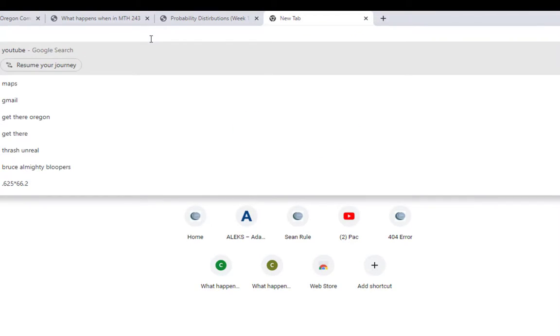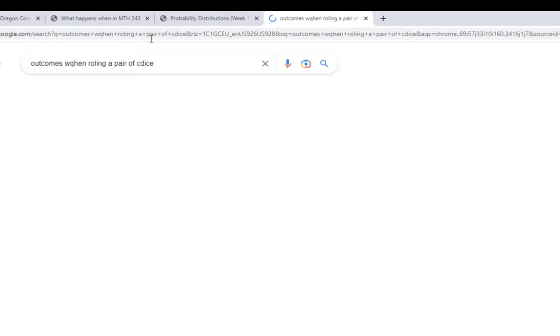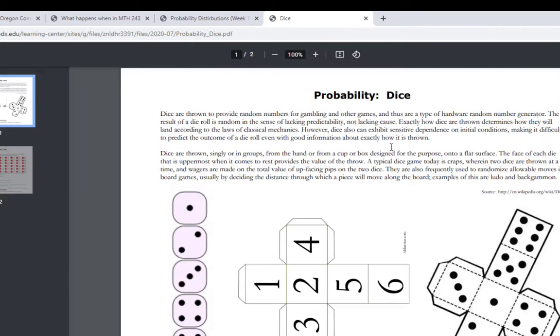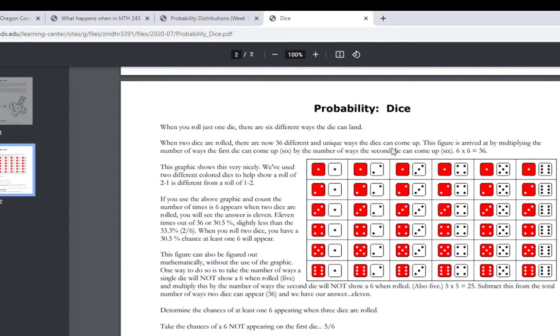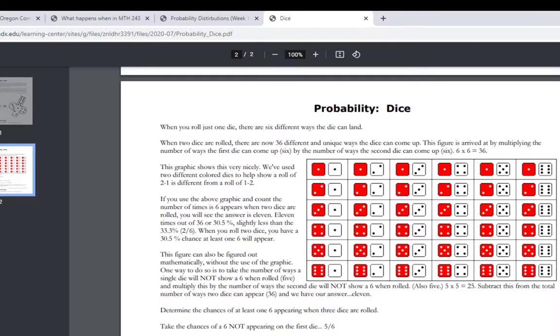How about outcomes when rolling a pair of dice? How many of those words did I spell right? Almost none. Well, actually, this is fun. When 2 dice are rolled, there are 36 different... and you know what? Let's go take a look at that. I wonder if they give us a picture. Oh, they do. There's a picture, and it even says it right there. This graphic shows very nicely. So there's all 36 outcomes.